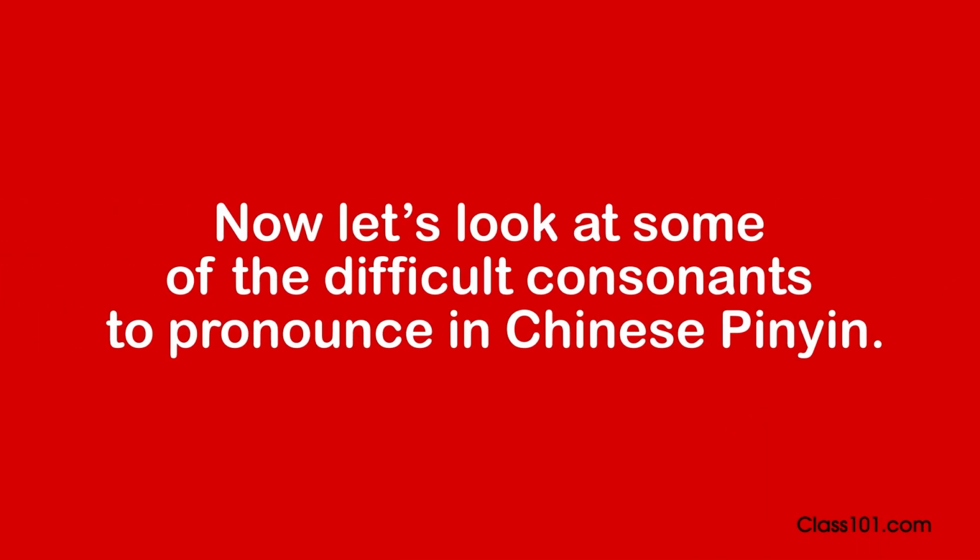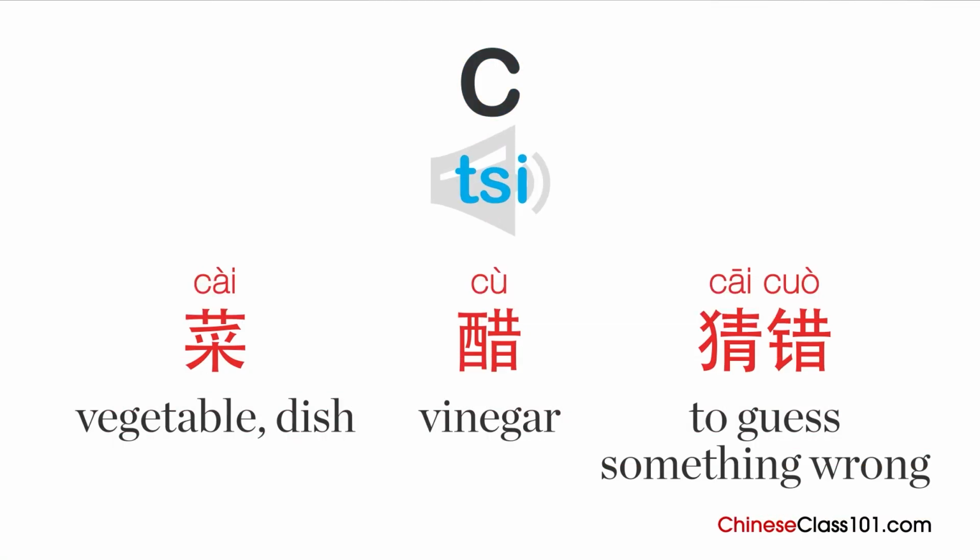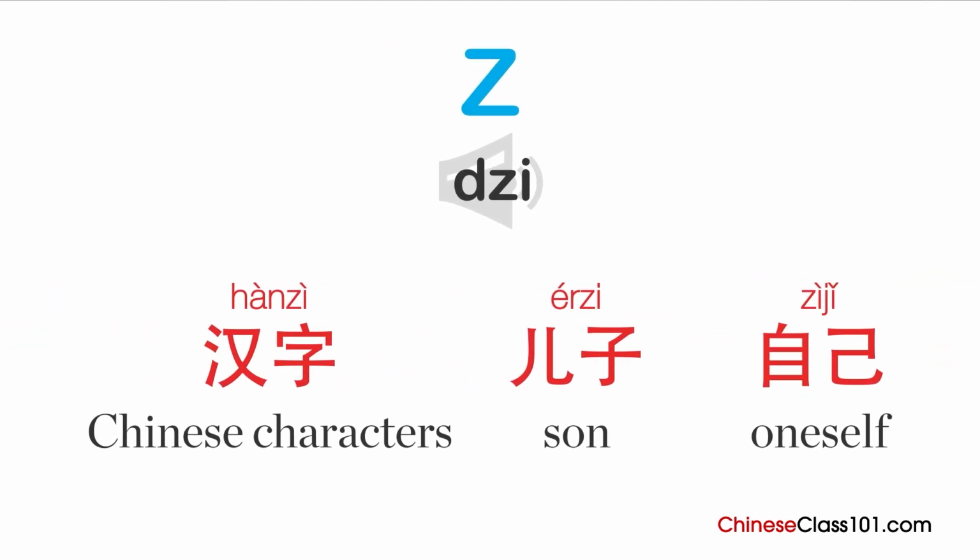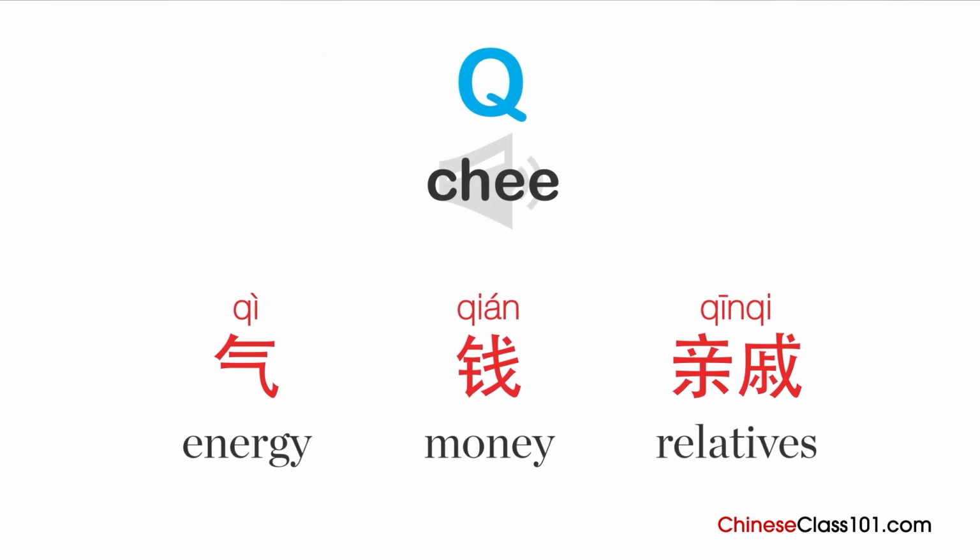Now let's look at some of the difficult consonants to pronounce in Chinese pinyin. C sounds like ts, as in 菜, vegetable or dish, 醋, vinegar, and 猜错, to get something wrong. Z sounds like z, as in 汉字, Chinese characters, 儿子, son, 自己, oneself. Q sounds like qi, but with a flat tongue and a flat mouth. For example, qi, energy, 钱, money, 亲戚, relatives.